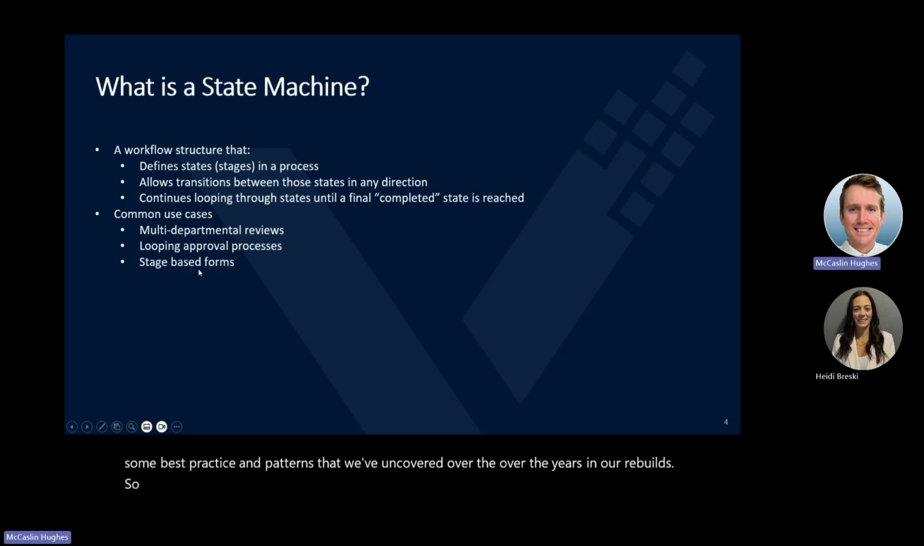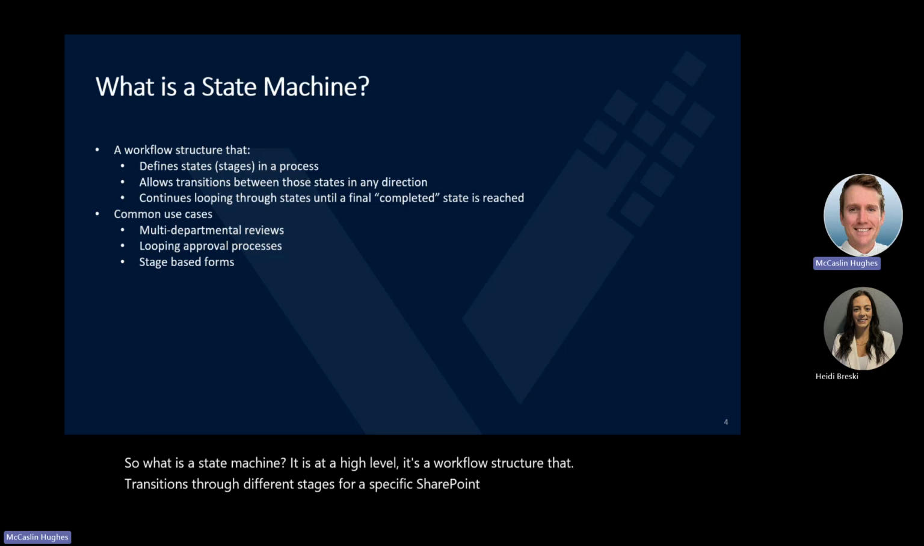So what is a state machine? At a high level, it's a workflow structure that transitions through different stages for a specific SharePoint item. It can host an item in a stage in the Nintex workflow for however long it needs to. The workflow can last for months or even years. It can remain open in a single state, and until all the parameters of that state have been completed, it will stay there. But then once the inputs have been provided, it can move into another state, or it can end the workflow. It's a dynamic state machine, so it can continue looping through states until something's been finally completed.